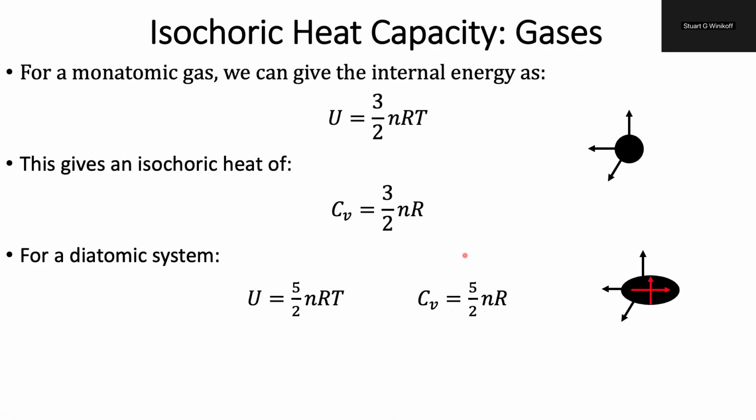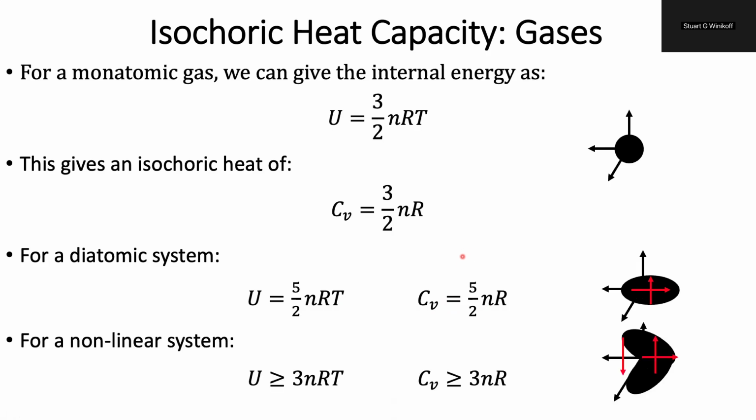However, there are many gases that are much more complex. So for a nonlinear system, we have 3 degrees of translation and 3 degrees of rotation. That gives us 6/2 or 3 nRT. The problem is we have these vibrational motions, which add a little bit of extra energy, not a full extra half kT, but enough so that we have a bottom limit for all of our other gases. But unfortunately, we have to determine the actual value experimentally, which we'll talk a little bit more about next time. So this also gives us a bottom limit for our isochoric heat capacity. So again, very useful.